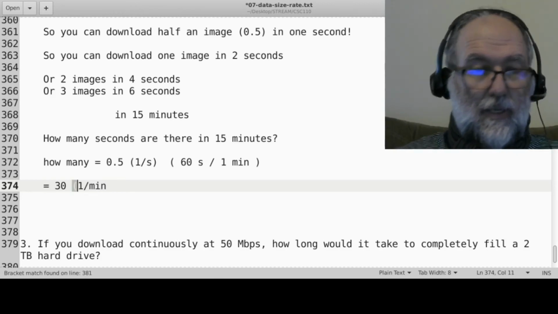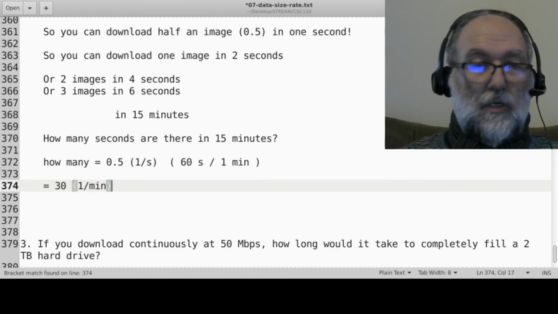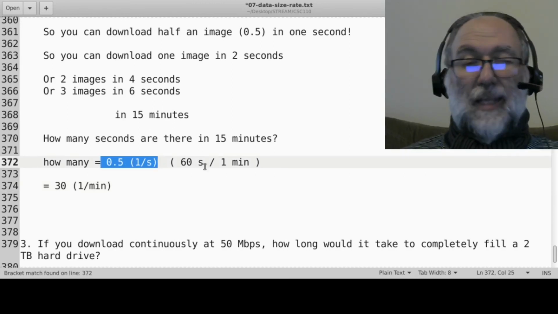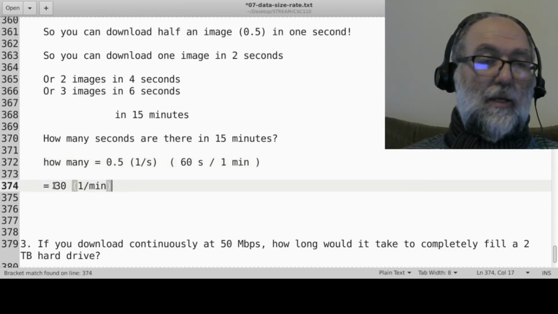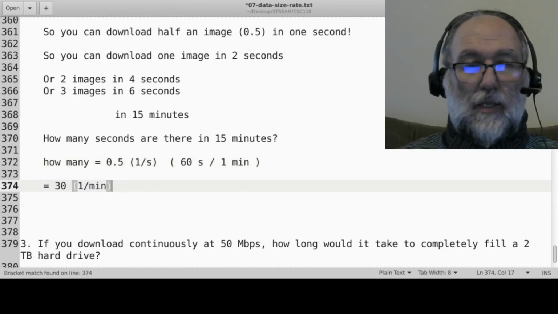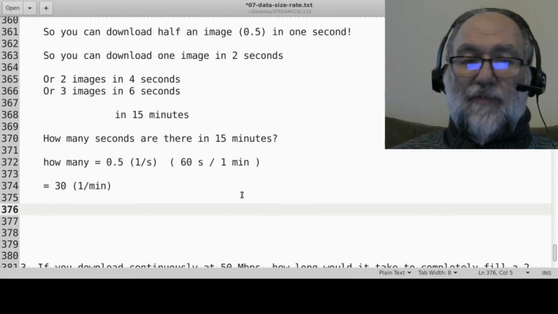Doesn't that make sense? If you get half an image per second and you do this for 60 seconds, then you're going to get 30 images. So you're downloading 30 images per minute. And you say, that's still not what I wanted. I wanted it for 15 minutes.